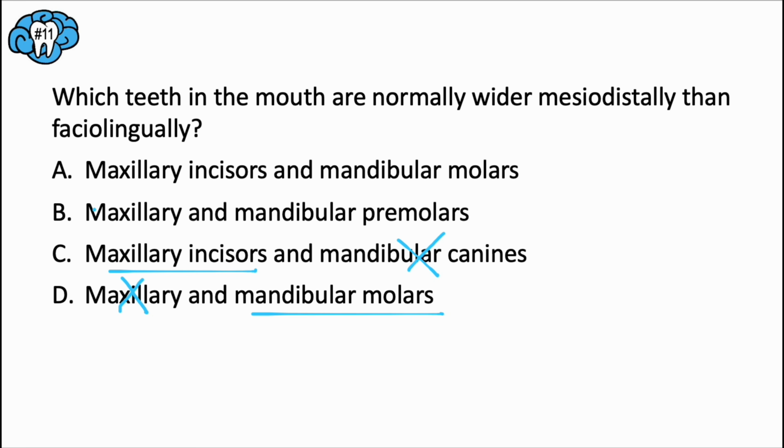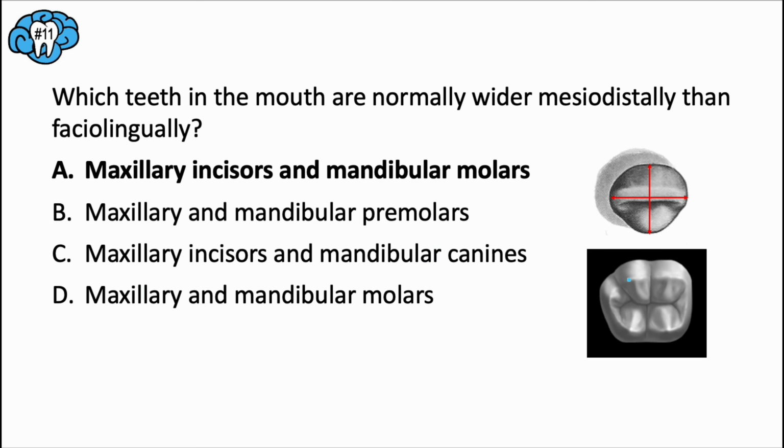And then for answer choice B, all of the premolars are wider facial-lingually than they are mesiodistally because they have a facial and a lingual cusp, or sometimes lingual cusps, that stretch the tooth in the facial-lingual dimension. The mandibular first premolar is the closest that we have to being circle-shaped, but even that tooth is wider facial-lingually than mesiodistally. So that leaves A, and we've already talked about maxillary incisors and mandibular molars. Those both are good, so that is the correct answer. And here you can see why those teeth fit this description well.